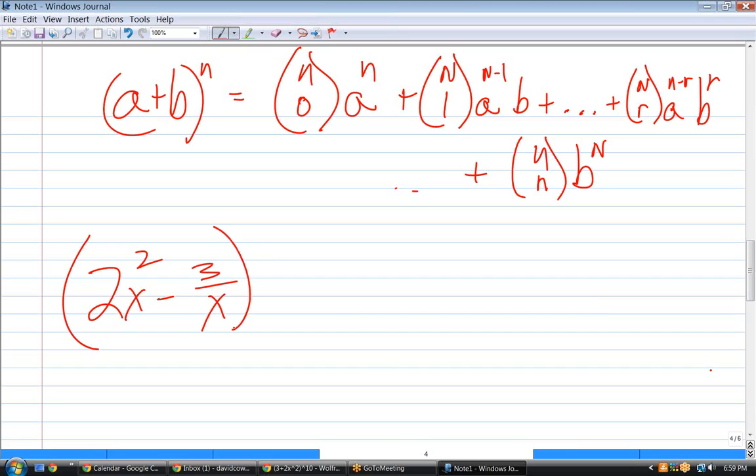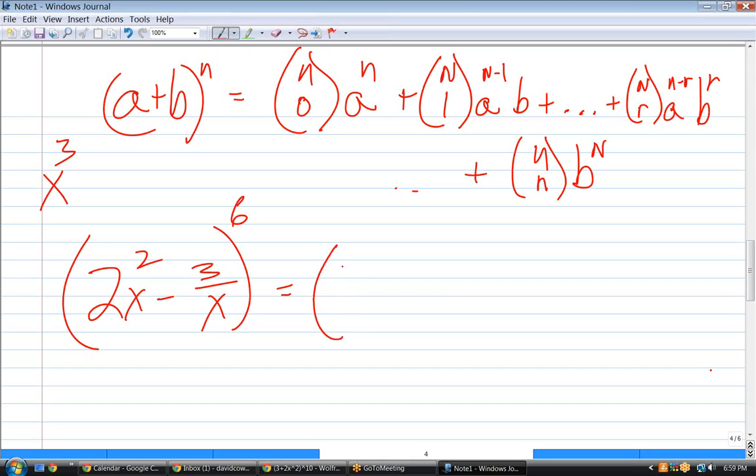And to the 6th power, everything. 6 or 5? 6. Yeah, that's right. And they want the coefficient of the x cubed term, which we can see is not going to be the third term. I don't think I'm going to have time to get very far on this, but let's write the first few terms.